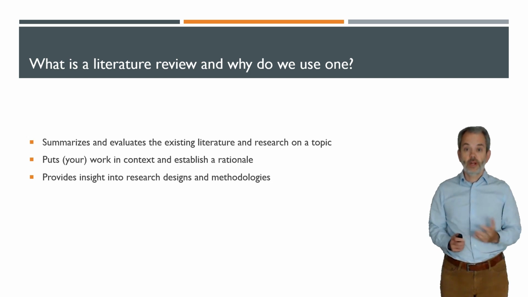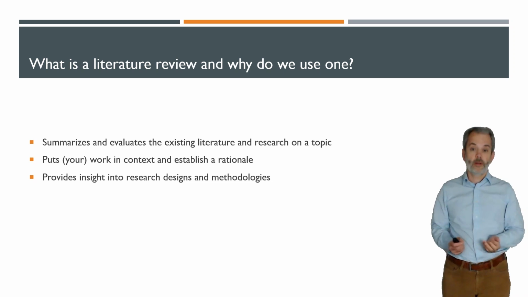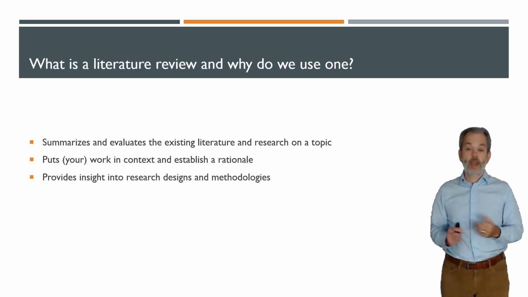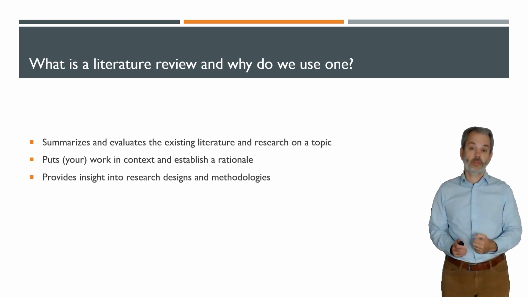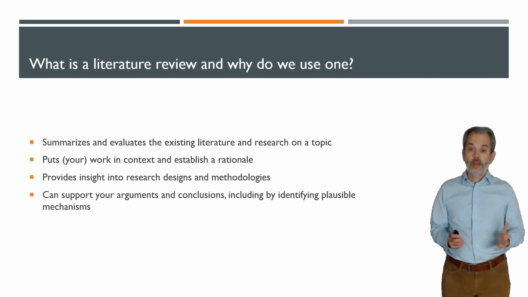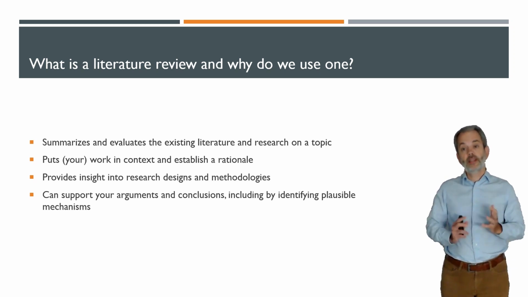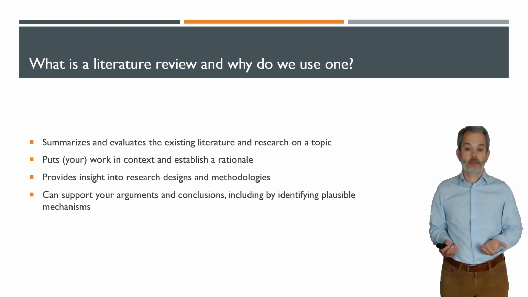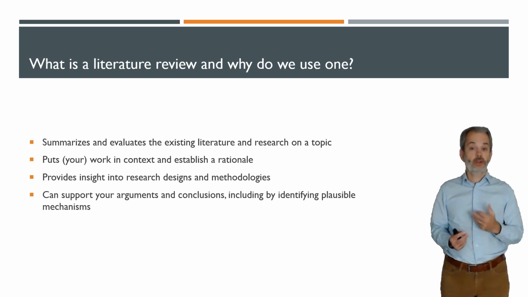A literature review can also be helpful for identifying research designs and methodologies that may be appropriate for your work. If you can't find a paper using stochastic frontier analysis on your topic, then you probably don't need to use it for your research question, for example. Another way to use a literature review is to support your arguments and conclusions by identifying and justifying potential mechanisms. For example, if you find that the minimum wage reduces health, it could be because it reduces employment, in which case the literature on the relationship between the minimum wage and employment will be helpful to support your argument.